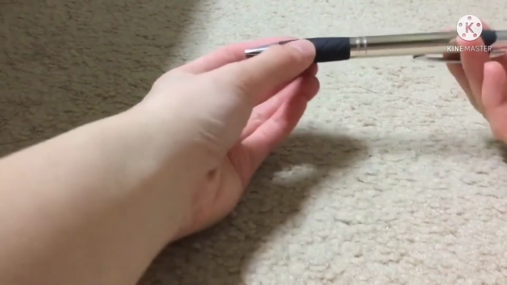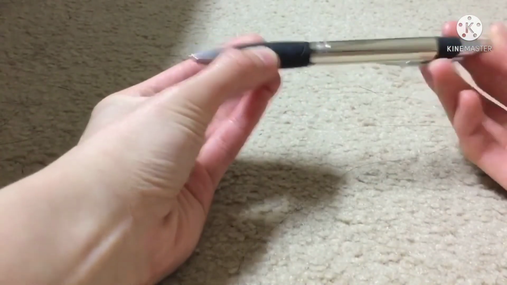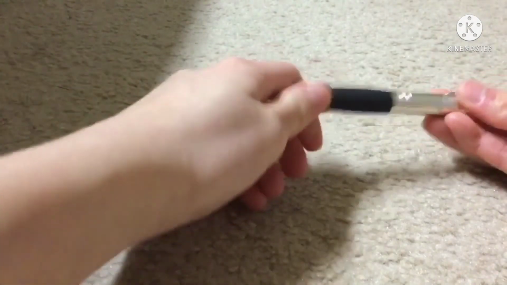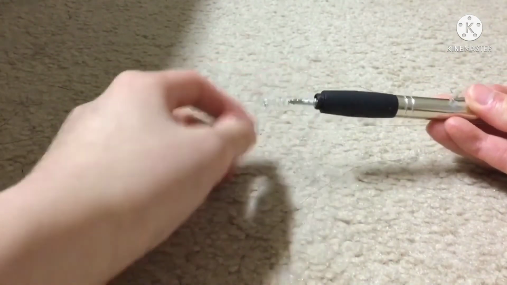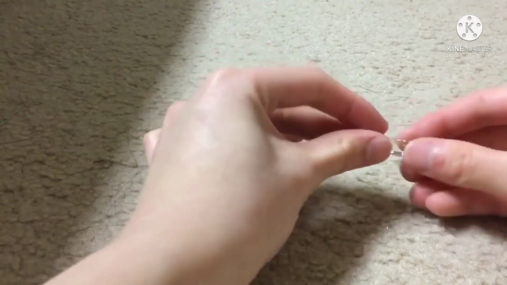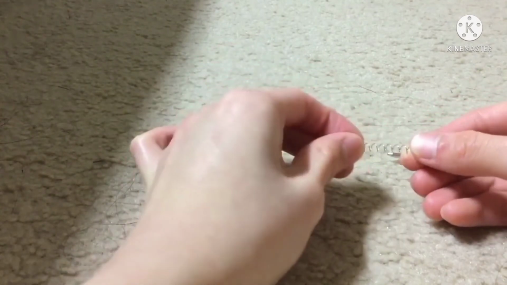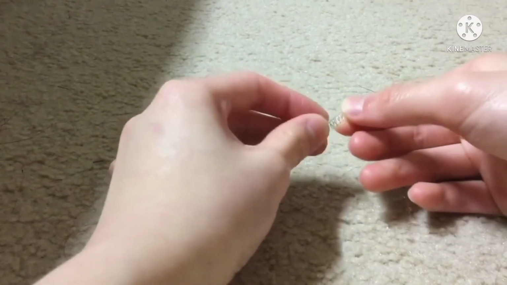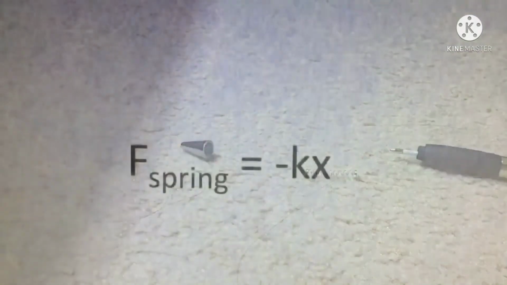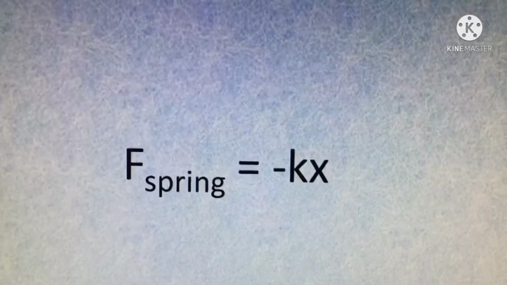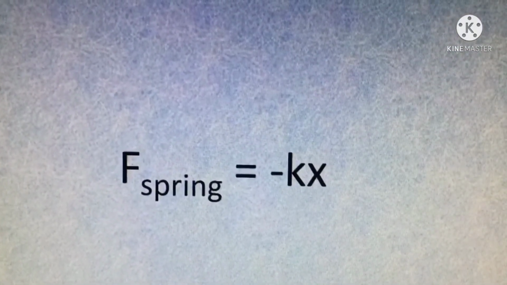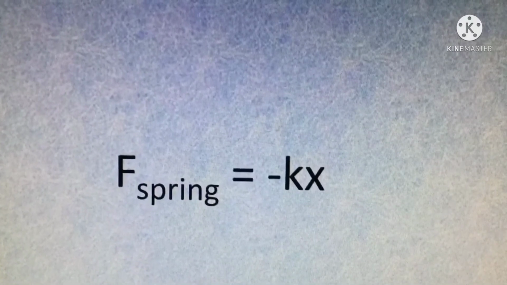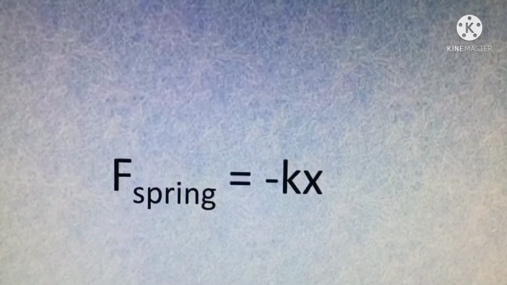Springs can also be found in pens. Hooke's law states that the force in a spring is equal to negative k times x, where k is the spring constant and x is the distance that the spring has been stretched or compressed. However, this only works when a spring is being pulled down on, not when a weight is hung on it.